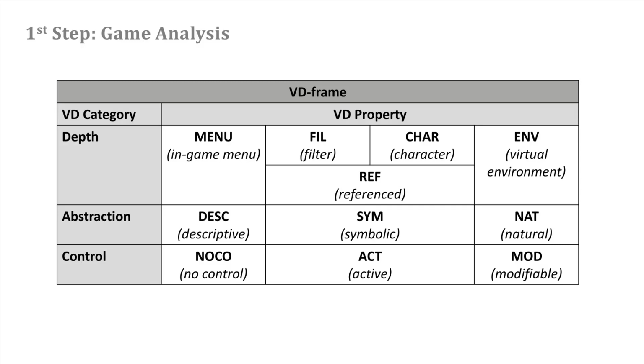Category depth describes where and with which reference visual delegates are depicted. Category abstraction describes the degree of abstraction in terms of visual depiction. Category control describes the way in which visual delegates can be controlled with respect to their visualization. Each visual delegate can be described with at least 3 properties, 1 property for each category.